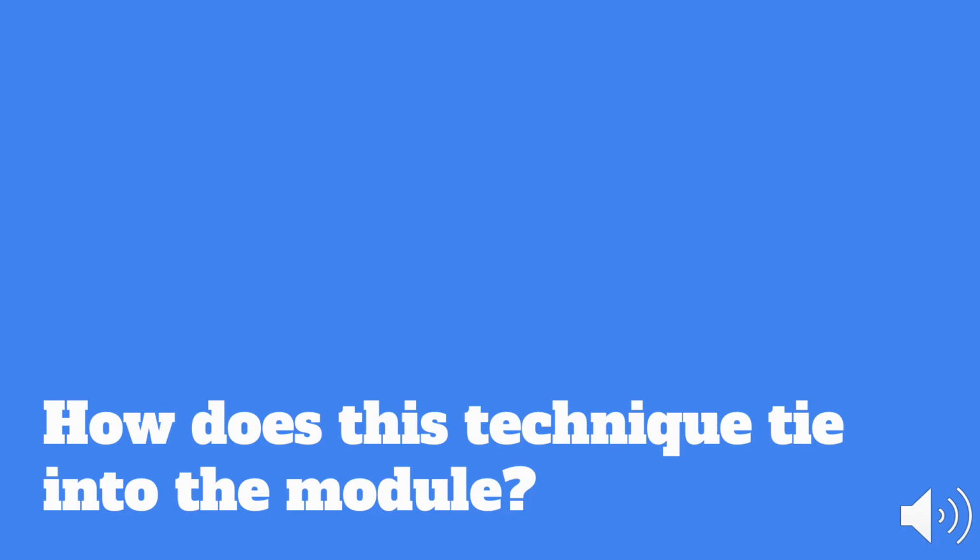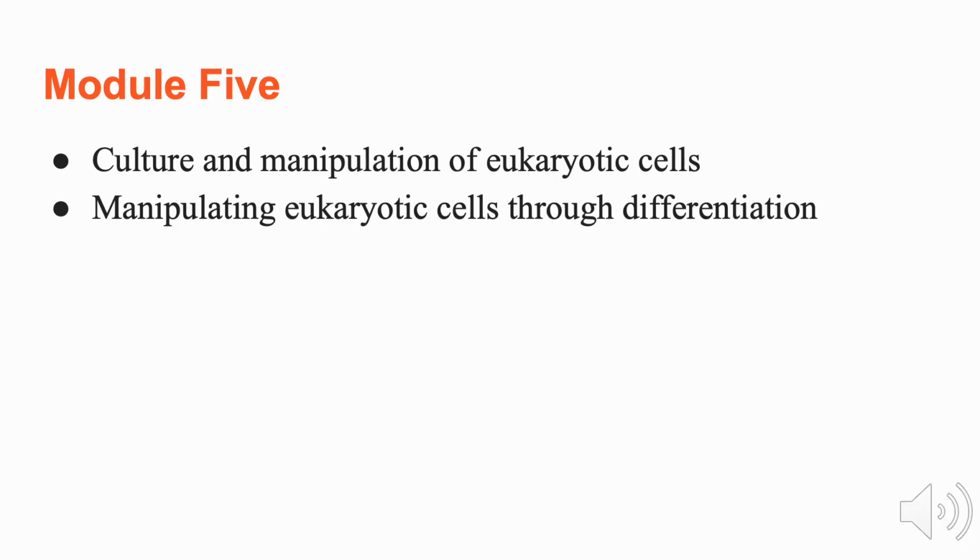So how does this technique tie into one of our most recent modules? Module 5 was all about culturing and manipulating eukaryotic cells. In this case, we are culturing 3D stem cells as part of spheroids or organoids to use them for later research. In addition to this, we are also manipulating eukaryotic cells through stem cell differentiation.